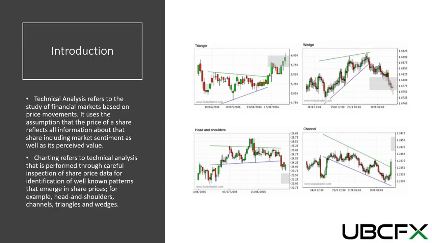When we come to things like channels and wedges, they're not as much. A wedge is similar to a triangle, except the lines move slightly different ways, but the interpretation is still the same. Same thing in a channel. So we can see over here on the right-hand side, we have triangles, we have wedges, which don't look that much different, and we have channels. And head and shoulders is exactly what it is. It depicts the left shoulder, the right shoulder, the neck, and the head of a person. Left shoulder, head, right shoulder. And it's a very reliable reversal signal.